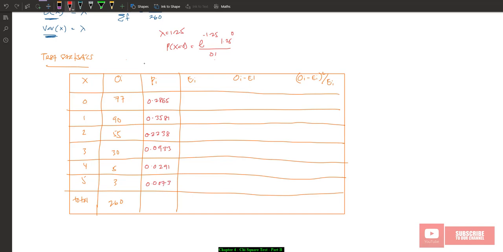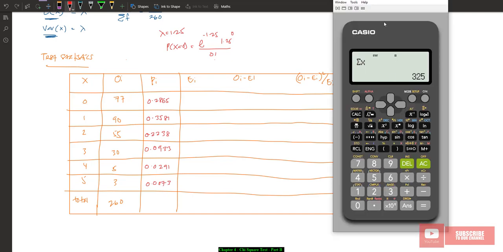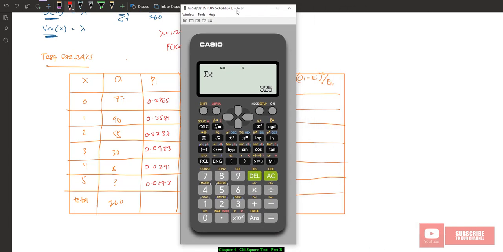First you need to recheck whether the total probability should be equal to 1. 0.2865 plus 0.3581 plus 0.2238, plus 0.0933, plus 0.0291 plus 0.0073. So obviously the total of the probability is not equal to 1, right?